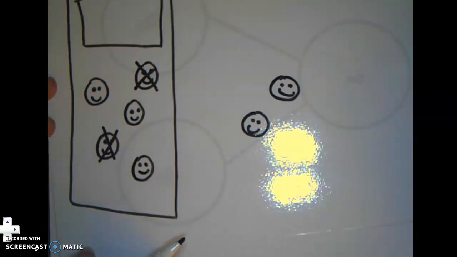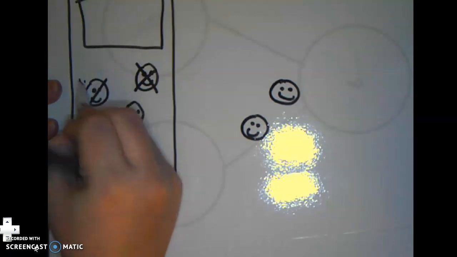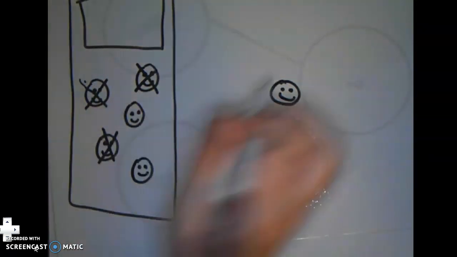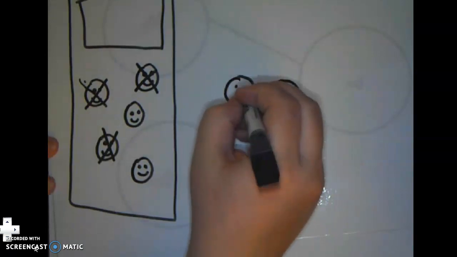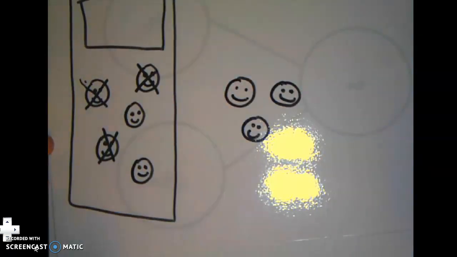5 little monkeys jumping on the bed. One falls off and bumps his head. Mama calls the doctor, and the doctor said, "No more monkeys jumping on the bed."